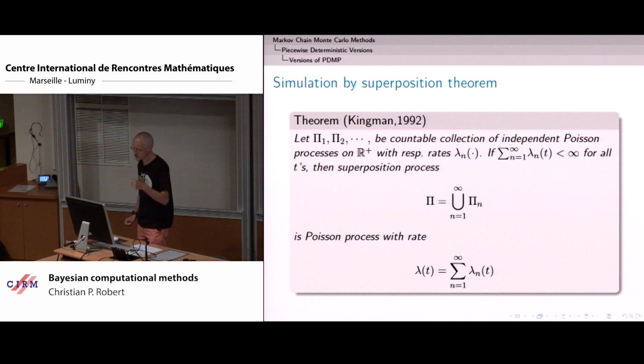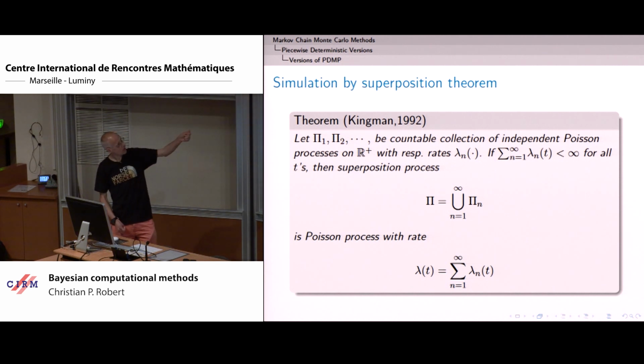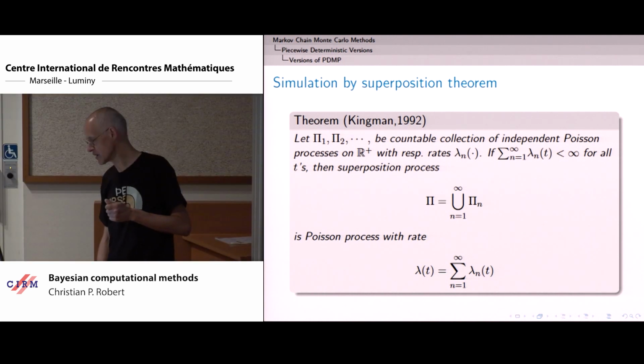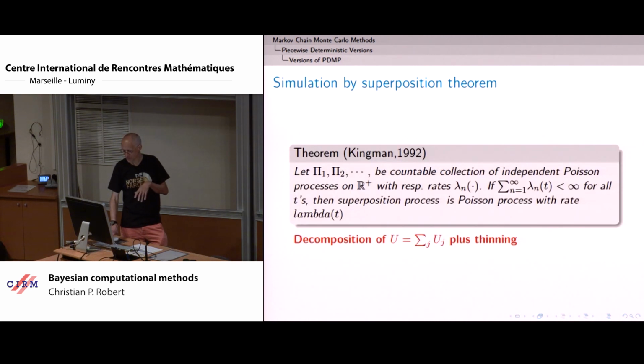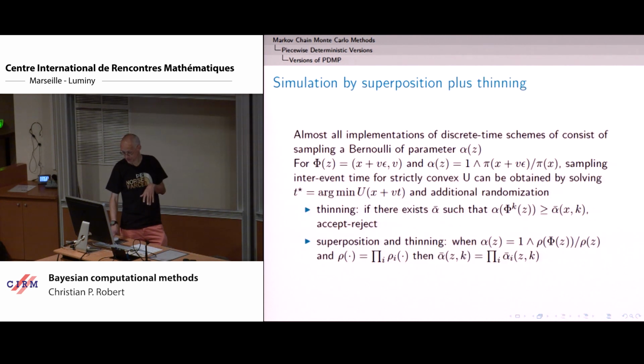And then superposition is a way to represent the rate as a sum of other rates. So again, this means that some of the terms don't need to be computed exactly, and you look at the infimum of the Poisson time processes. So if you do that, you can gain and avoid computing complicated rate times.